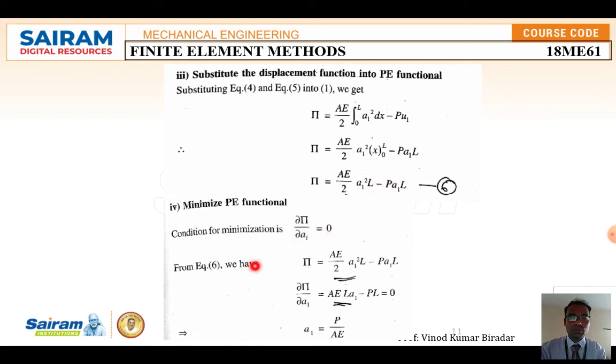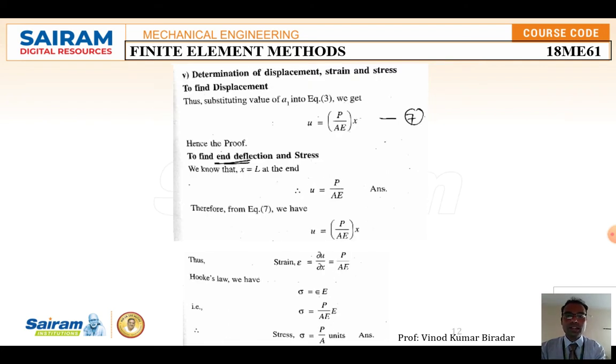From equation 6, we have pi is equal to AE by 2 times A1 square L minus P A1 L. Here AE is a constant term. I differentiate this equation with respect to A1, and the 2 cancels. You are going to get AE L A1 minus P L, which is equal to 0. From this equation, moving the term across, A1 is equal to P by AE. So we got the A1 value.